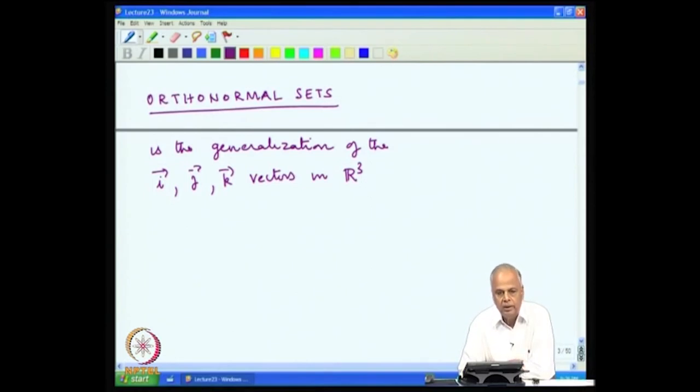What do these three vectors have special? Each vector is orthogonal to the other vector. i dot j is 0, j dot k is 0, k dot i is 0. So, they are mutually orthogonal vectors and each vector has length 1. So, this is a collection of vectors which have the special property that any two of them is orthogonal to each other and each vector has length 1.